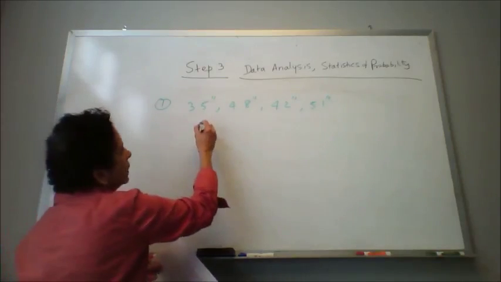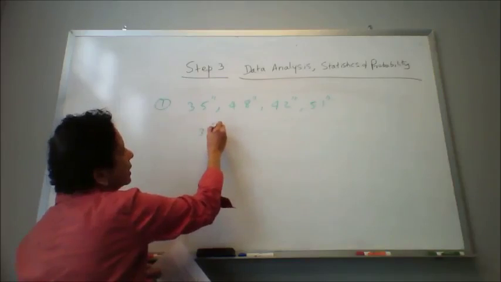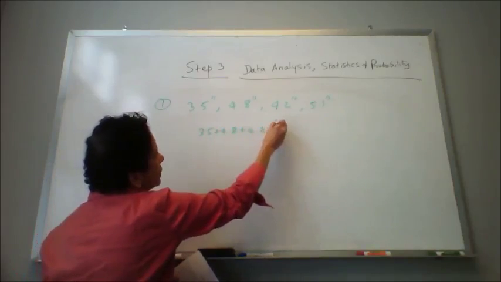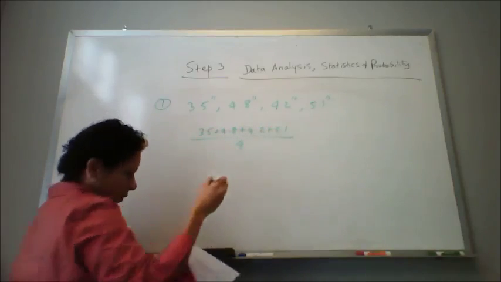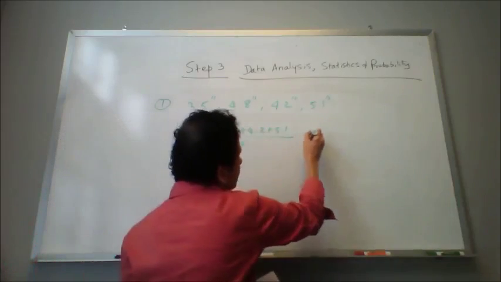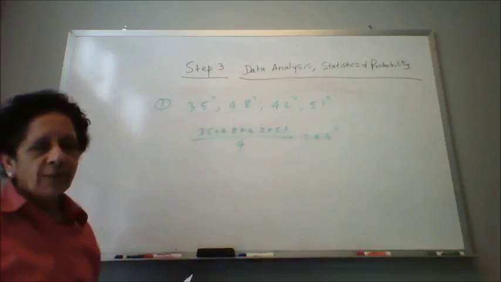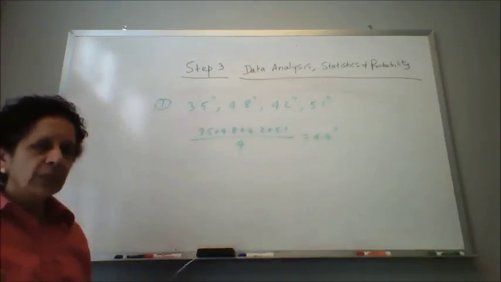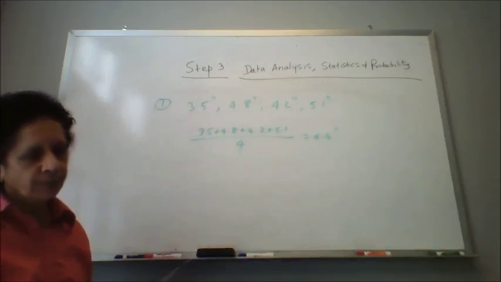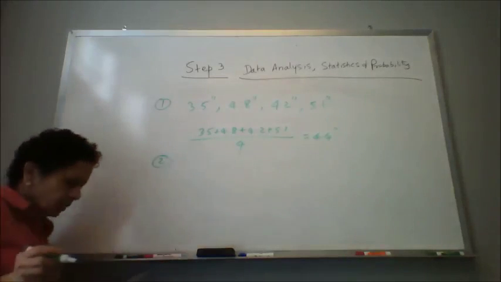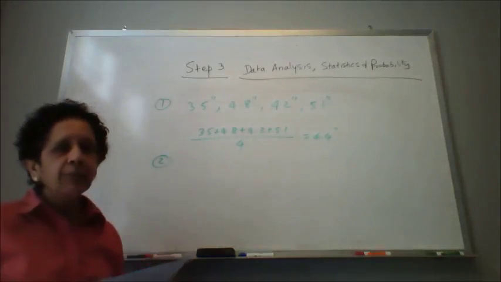All you have to do is add the 4 numbers. There are 4 cities, so there are 4 numbers. Then divide by 4, and that is 4.4 inches. So I can say that on average, the annual precipitation in these cities is 4.4 inches. And then the second problem is asking what is the median precipitation.